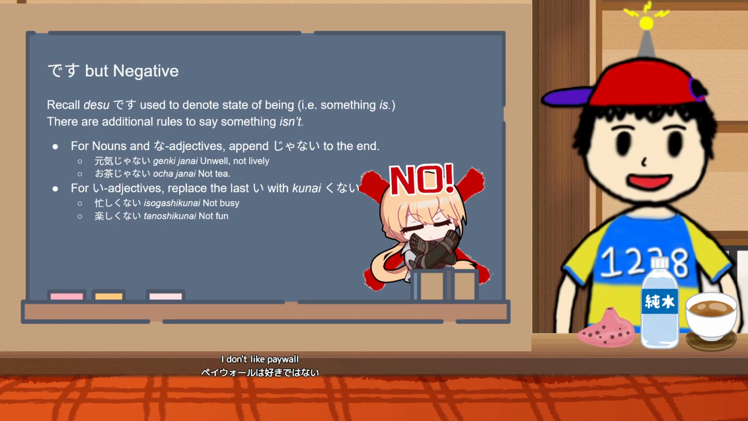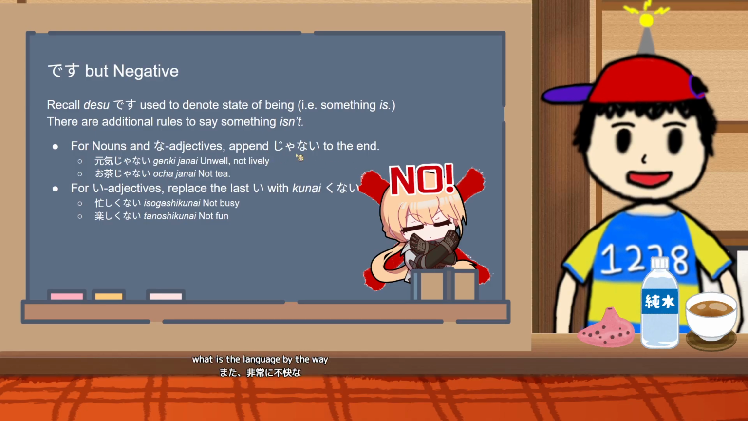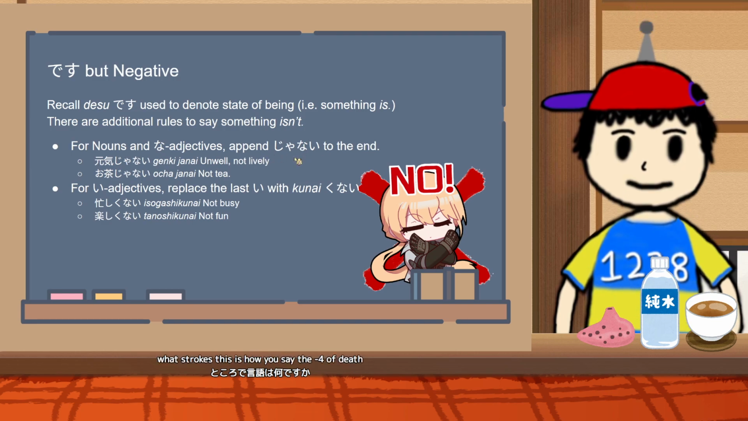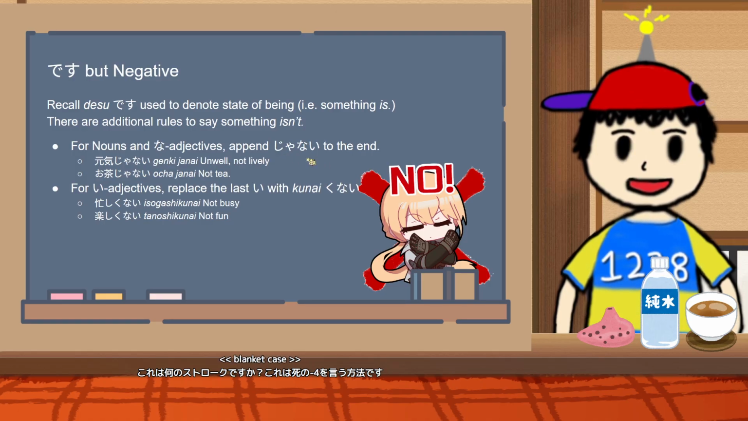So, the negative form of des is read as janai for most cases. I'm sure you've heard janai said a lot. This is also a very gross simplification of the language, by the way. Broad strokes, this is how you say the negative form of des. There are other ways of saying it that are more applicable, and this is not a blanket case, but for the sake of beginner language learning, this is acceptable.